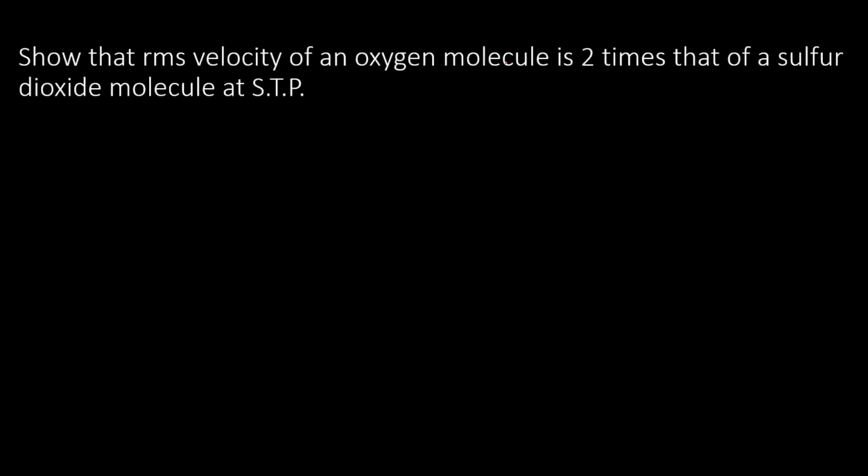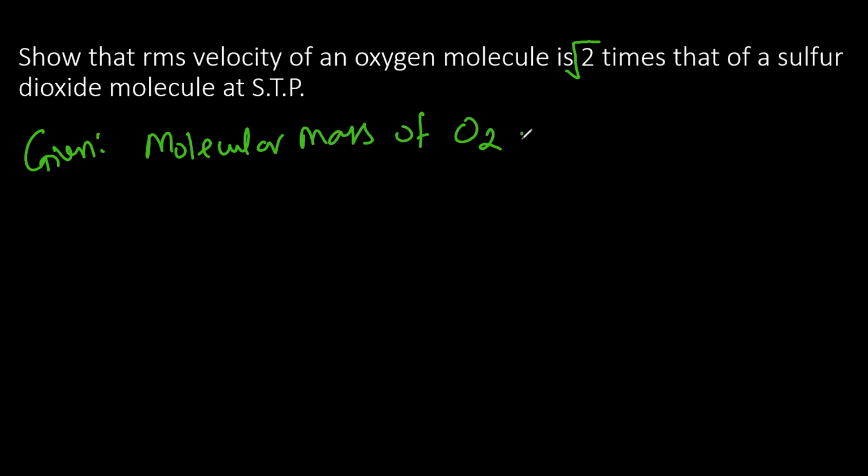Let's see the next one. Show that the RMS velocity of an oxygen molecule is root 2 times of the sulfur dioxide at S.T.P. Okay. That's right. I think this is not 2, this is root 2. I think typing mistake. Given: see, what is the molecular mass of oxygen? We have O2. So oxygen का molecular mass, 1 oxygen is 16, यहाँ पे 2, that will become 32.